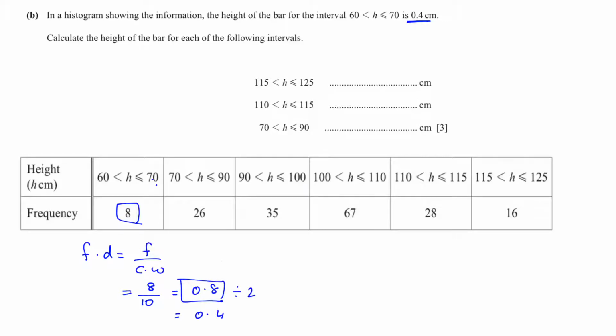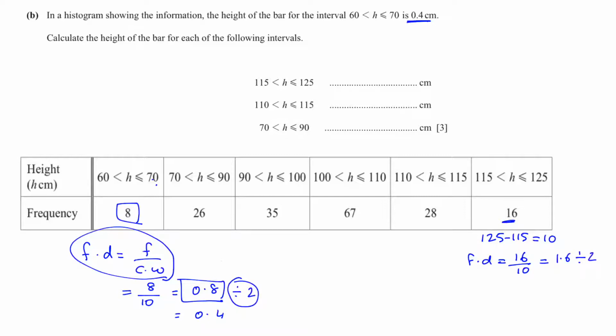So for each one, we are going to use this formula, and whatever answer we get, we are going to divide by 2. For 115 and 125, the class width is going to be 125 minus 115, which is 10. Therefore, frequency density is going to be 16 divided by 10, which is 1.6, and this answer we will divide by 2, 0.8.